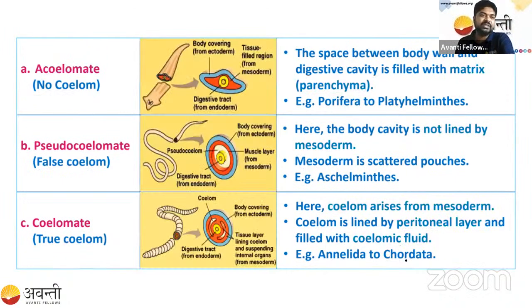So we are moving toward the next part. You can see the different examples again here: for the acoelomate, you can see the Porifera and Platyhelminthes. Here you can see the Aschelminthes, and next are the annelids and chordates.